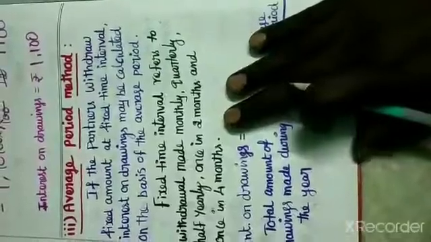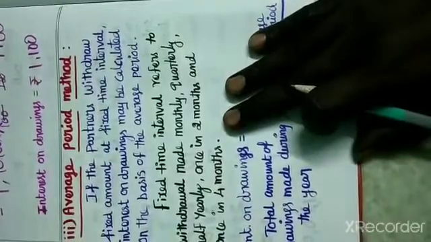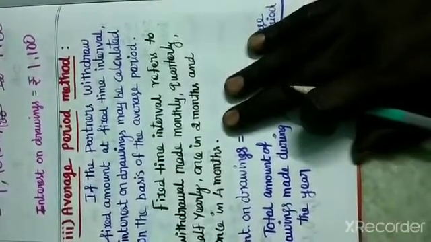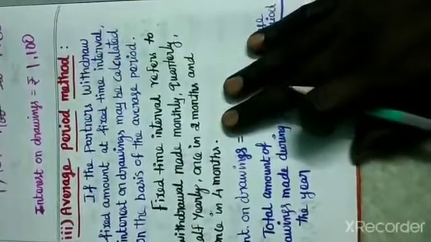Hello students, 12th Accountancy, Unit 3, Accounts of Partnership Firm. Today we are going to learn Interest on Drawings, third method, the Average Period method.